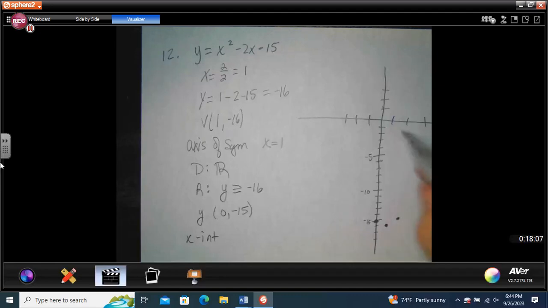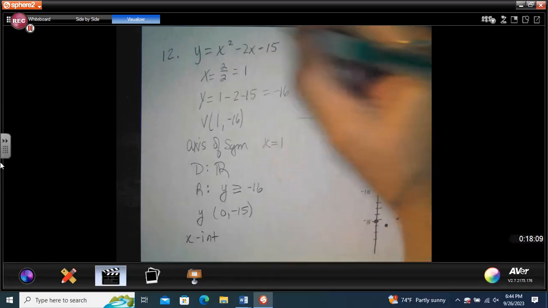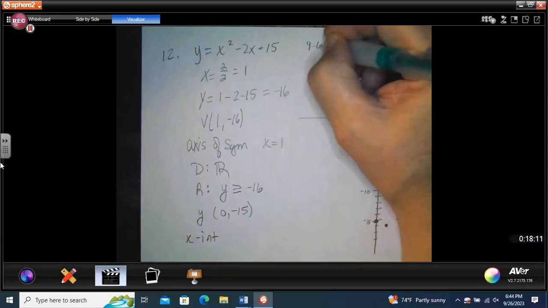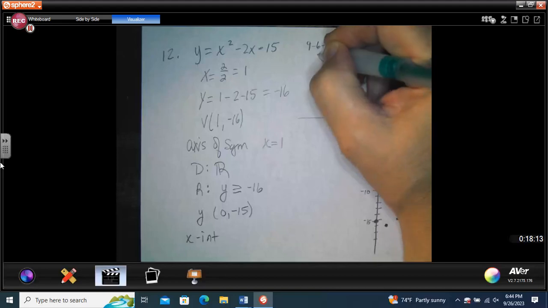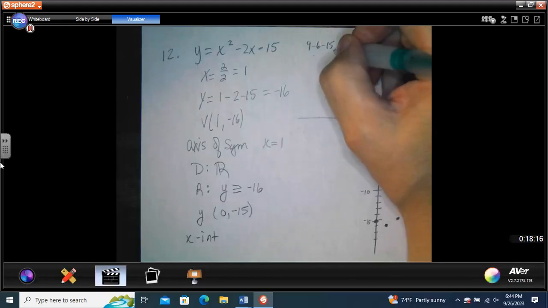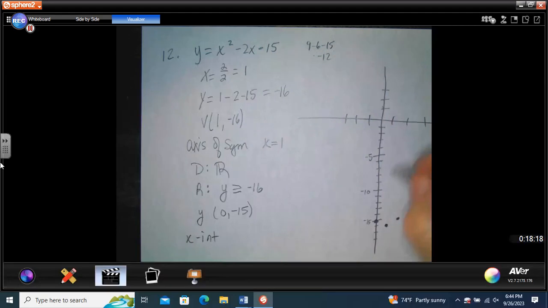So I'm going to plug in 3. If I plug in 3, I get 9 minus 6. 9 minus 6 is 3. Minus 15 is negative 12. So (3, negative 12) would be right about there. Oh, that's way off. That's because my scales are not good. That means I should have another point over here at (negative 1, negative 12). And wow, that's terrible.